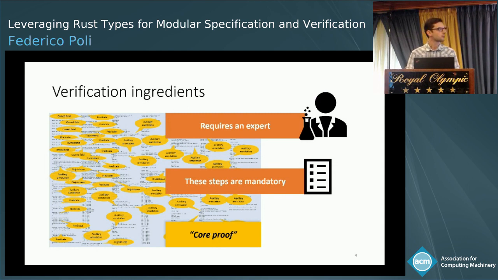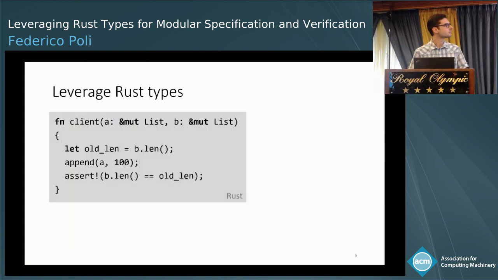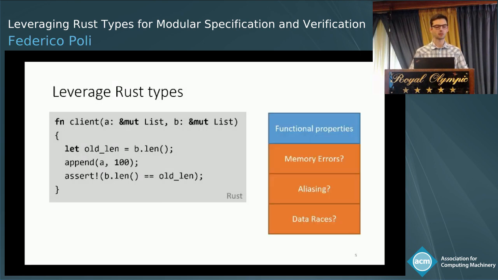So now let's switch to a different programming language. In Rust, this is the translation of the same example. And we have the same goal. We have some functional properties that we want to verify. And what about the problems that we had before?